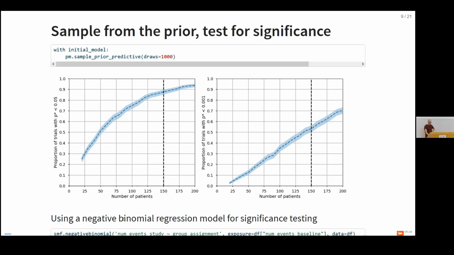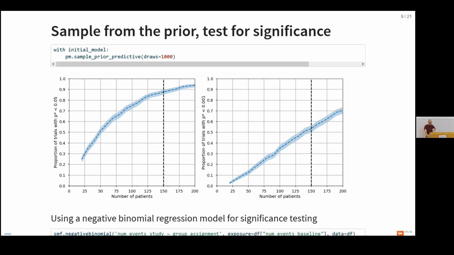I used in this case a negative binomial regression model to do the significance testing. This is quite standard for this kind of count data or event data. And here the dashed line at 150 indicates that it's been decided that we will run the trial with 150 patients in total. Ideally, to get good power and good estimates, we would like to run a lot larger study than this. But it's often not possible because it's too costly, and the more patients you have, the more time it will take. And there's also an ethical issue that you're not allowed to run a very large study for a drug that you haven't characterized well before, because it's experimental.